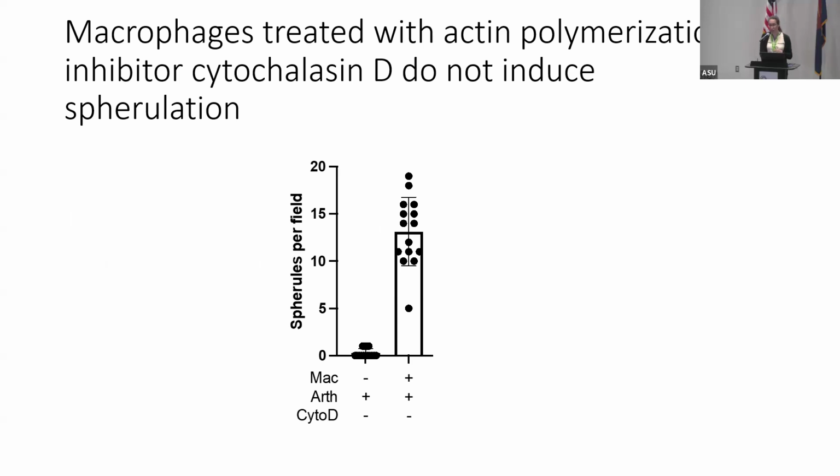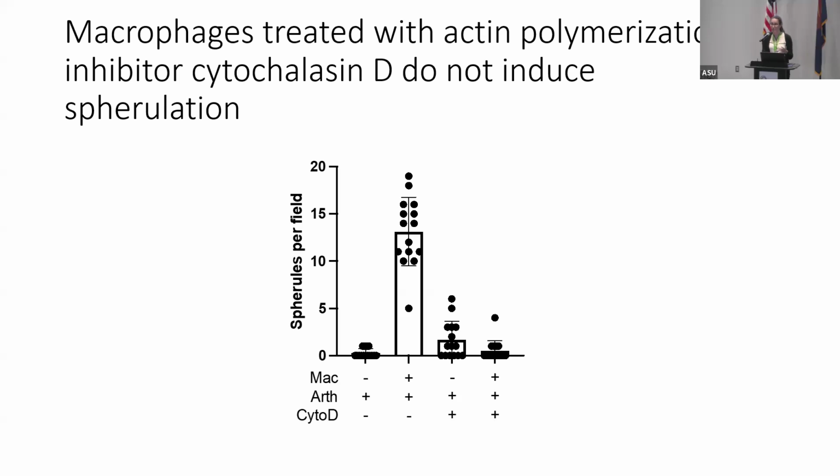And so again, with my macrophages, I'm able to induce spherules. But if I treated those macrophages with cytochalasin D, you can see that we've abrogated that increase in spherules. So it really seems to be that this intracellular environment is important and is essential for them to be able to have this push to become a spherule.